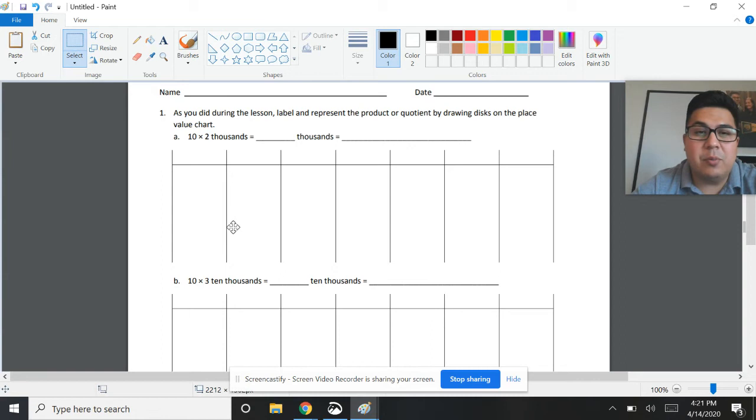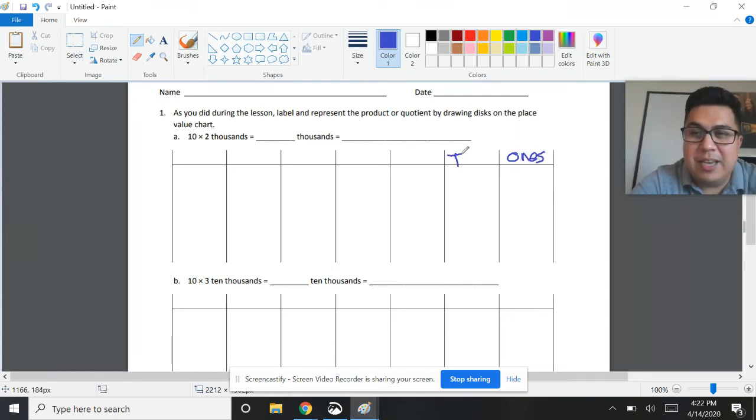This is the problem you're going to be working on. So let me go over the first problem with you really quick. As you did during the lesson, label and represent the product or quotient by drawing disks on the place value chart. So first we have to fill in our place value chart. Do we remember what goes into the first one? What's our lowest value? Nice. If you said ones, then that's correct.